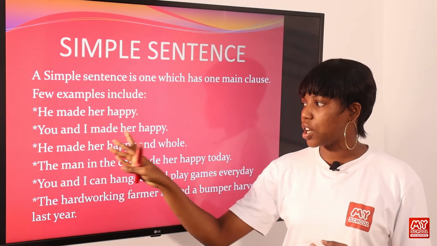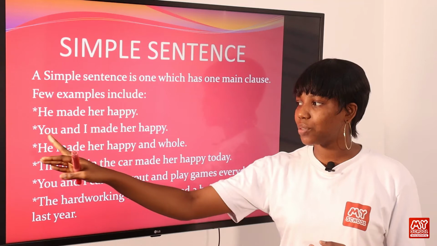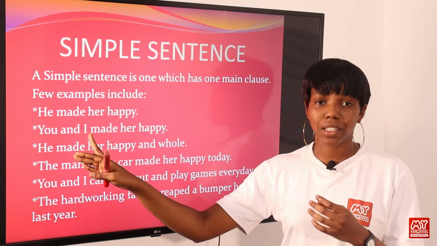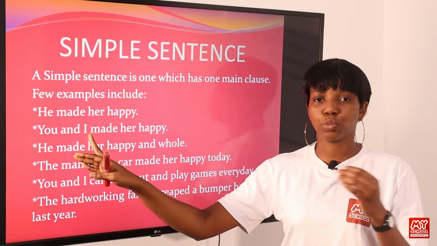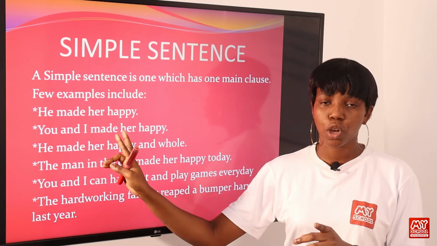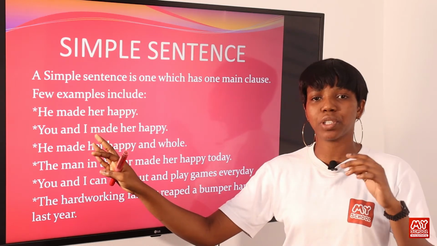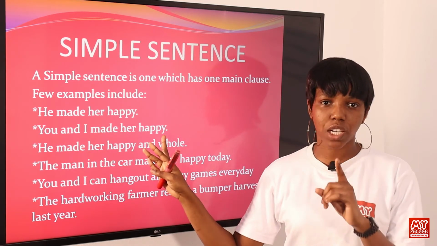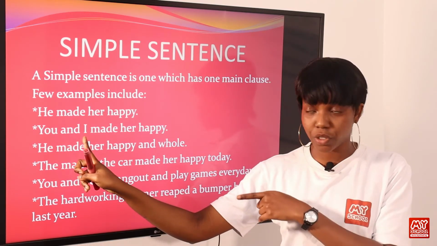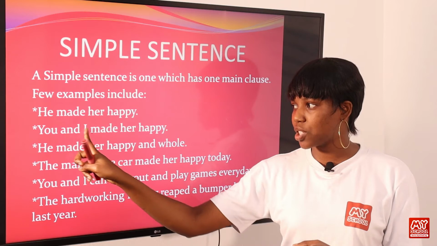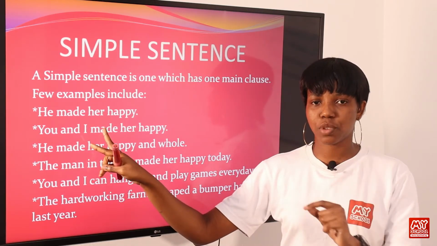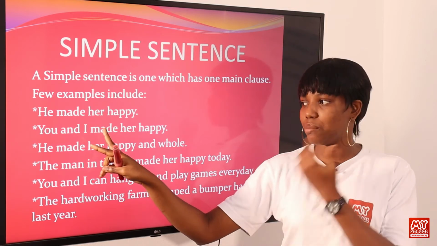You and I made her happy. So we can see you and I serving as the subject. Now there's a misconception about the use of "and" in a simple sentence. It's assumed to be 2 different sentences, as in you made her happy and I made her happy. Okay, it is logical to reason that way, but this is one expression, and you have you and I as the subject of this expression. So this is the subject, you and I, which is a compound subject, and made is the verb. So you can see a subject-verb relationship in the sentence, and it makes sense.